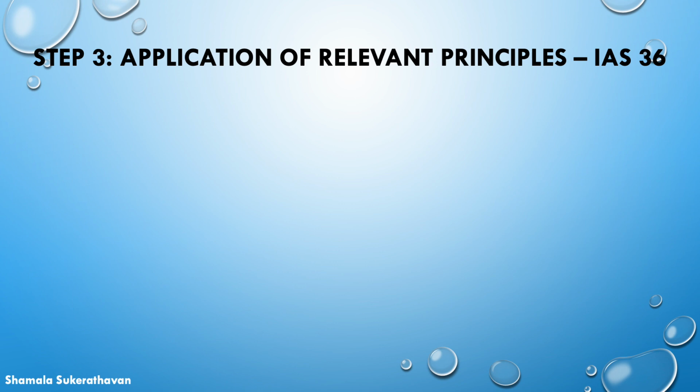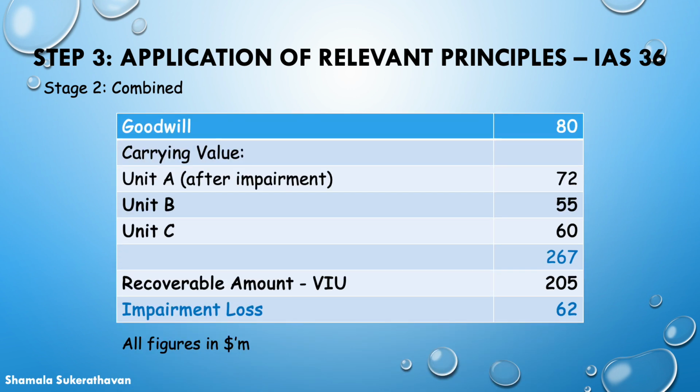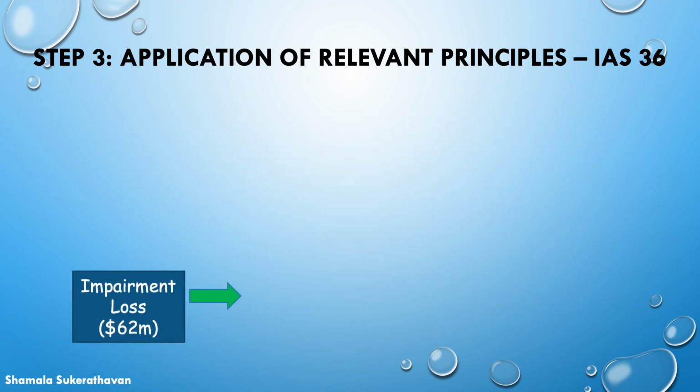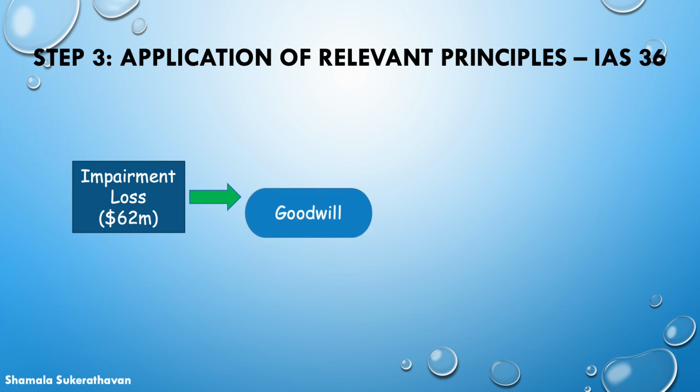Stage 2 would be to carry out an impairment loss for the combined units, including goodwill, as follows. Note, the carrying value of Unit A is revised to 72 million, having accounted for Stage 1 impairment. The combined carrying value of all three units, including goodwill, of 267 million is higher than the recoverable amount of 205 million, resulting in an impairment loss of 62 million. The impairment loss of 62 million should be allocated to goodwill.